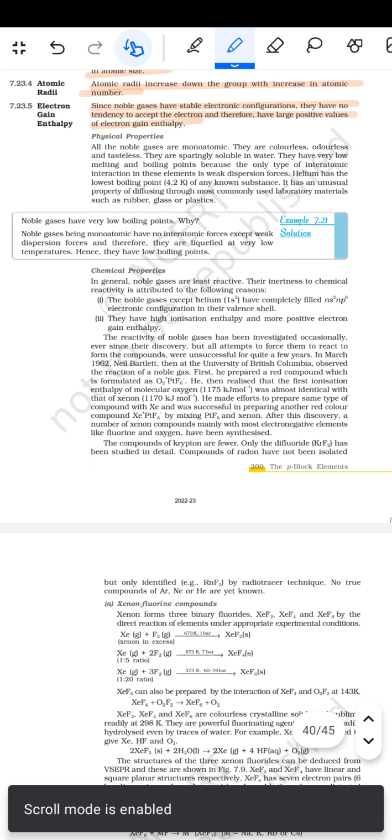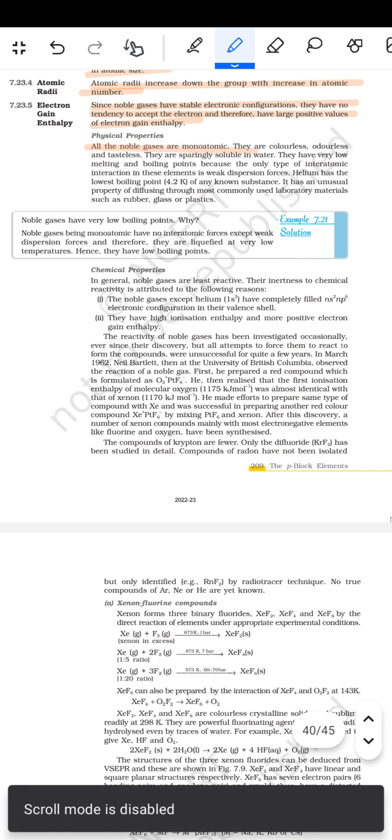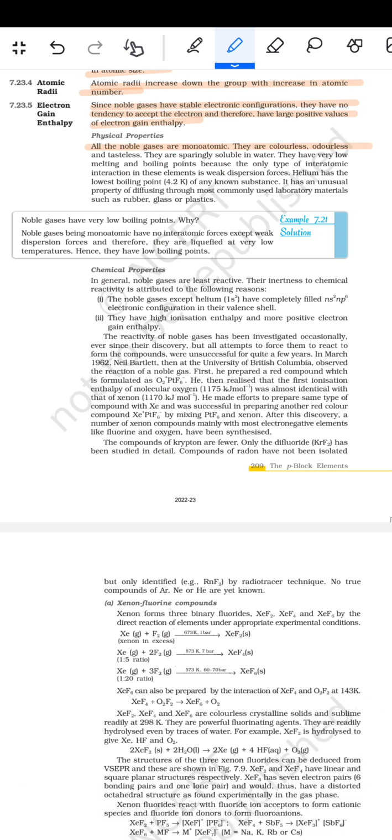Physical properties. All the noble gases are monoatomic. They are colorless, odorless, and tasteless. They are sparingly soluble in water. They have very low melting and boiling points because the only type of interatomic interaction in these elements is weak dispersion force. Helium has the lowest boiling point, 4.2 Kelvin, of any known substance.